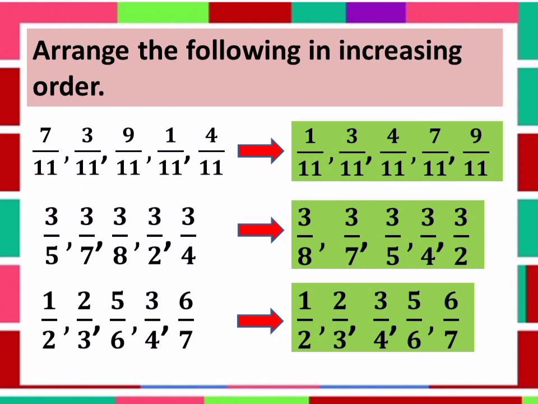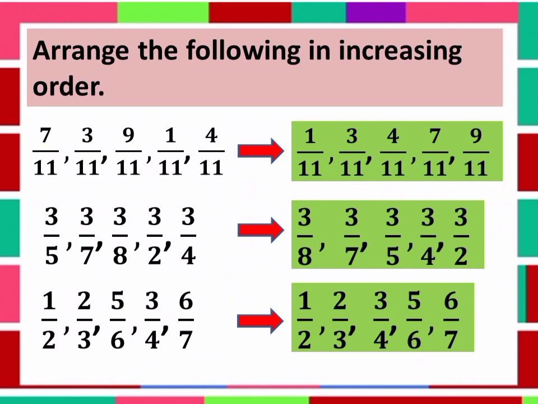Okay, next is 5 divided by 6. The answer is 0.8333 and the 3 is repeating. Next is 3 divided by 4. So the answer is 0.75. And 6 divided by 7, the answer is 0.85, 71, 42, and then so on. So, ibig sabihin nito, after mo siyang ma-convert sa decimal, dun mo siya i-arrange ng increasing order.